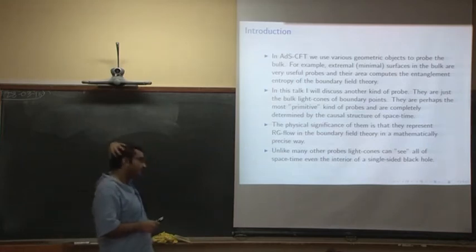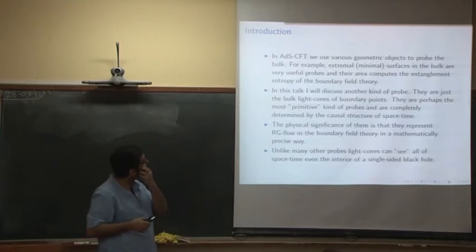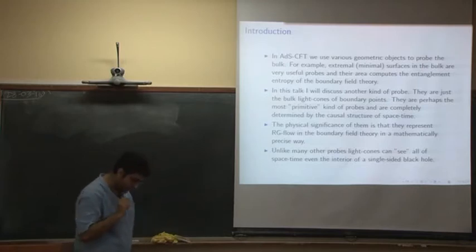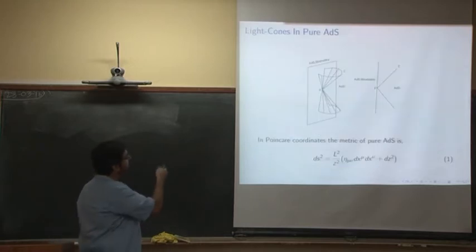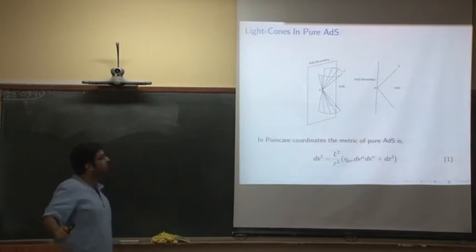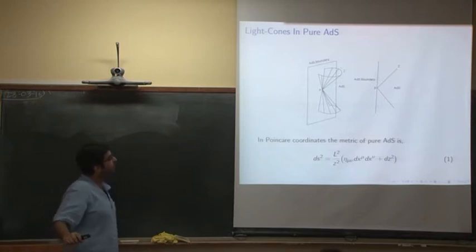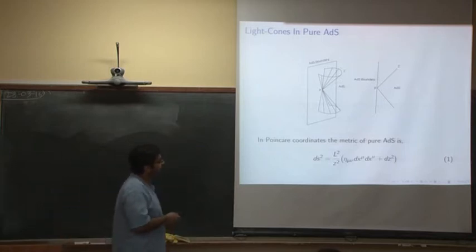In this talk, the probe, the object in the bulk that we will use to prove the holographic c-theorem, is actually the light cone of a boundary point in AdS. For example, this P is a point on the AdS boundary, and this is the future light cone of this point P, and this is the past light cone.